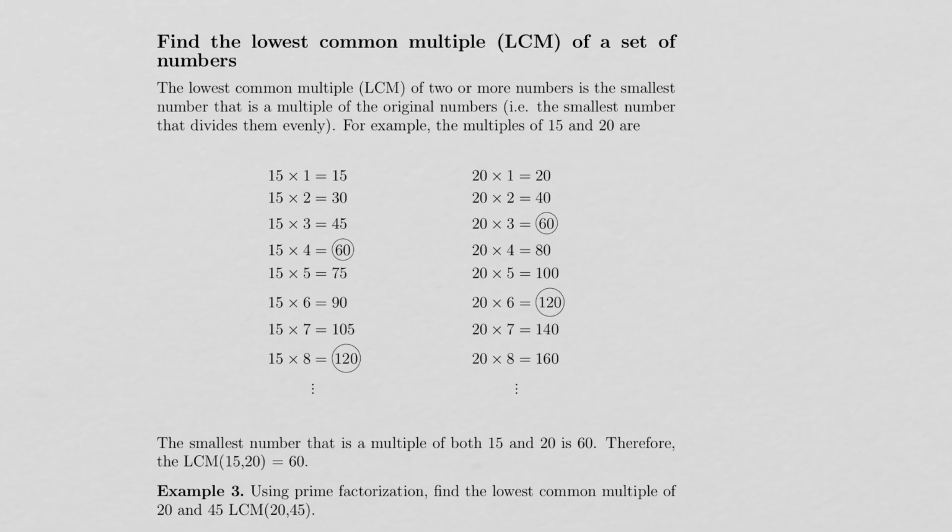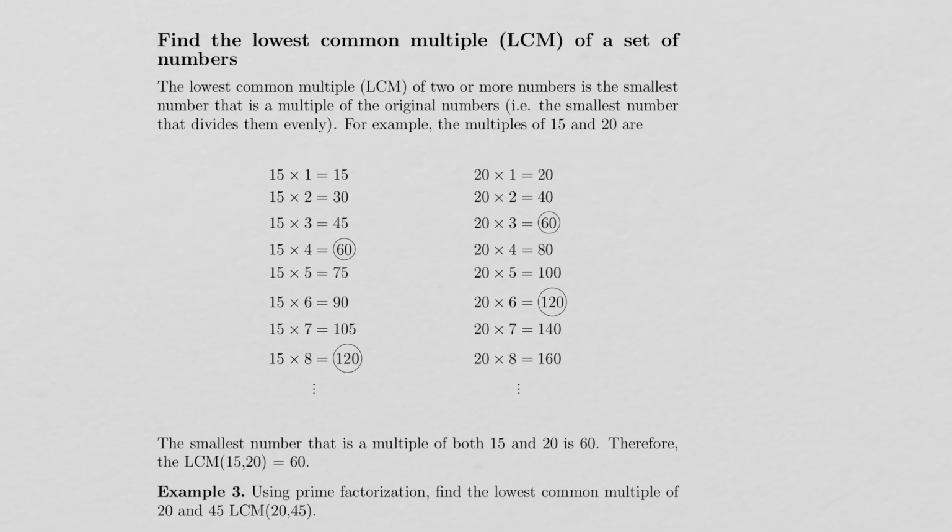Let me go to the next page here. So now that we reviewed prime factorization, let's talk about how to find the lowest common multiple of a pair of numbers or a set of numbers. It could be 2, it could be more than 2 numbers. So first of all, what is the definition of lowest common multiple? Remember, it's the smallest number that's a multiple of the original numbers. In other words, it's the smallest number that divides the original numbers evenly.